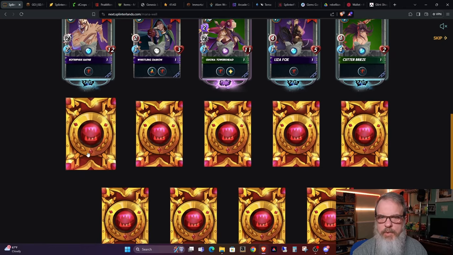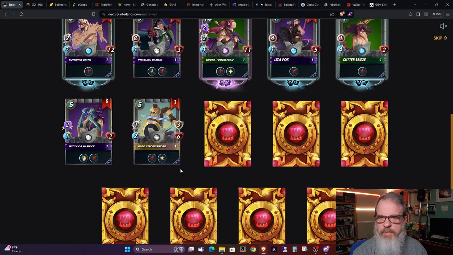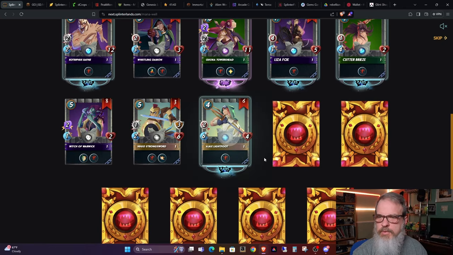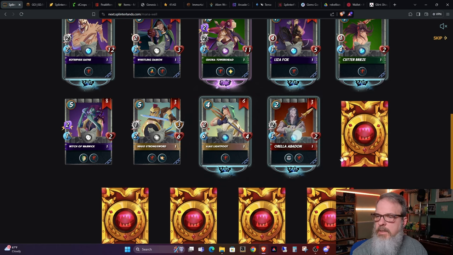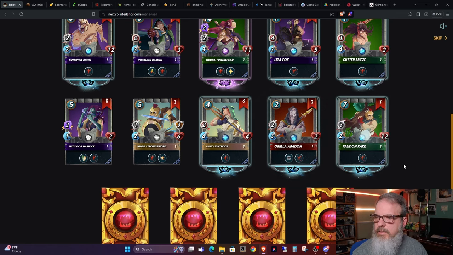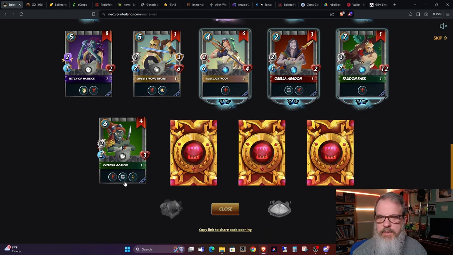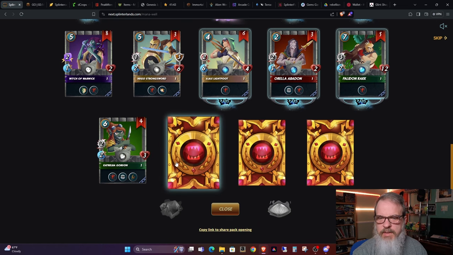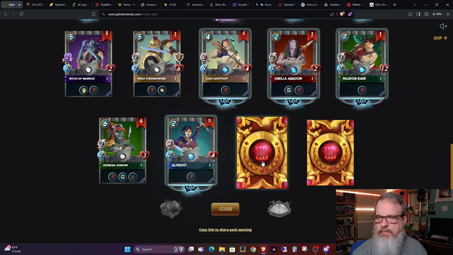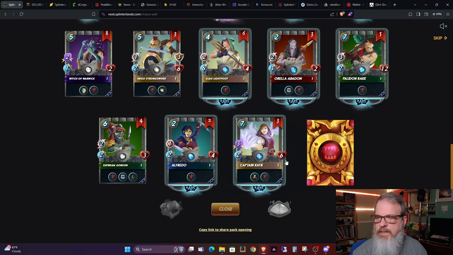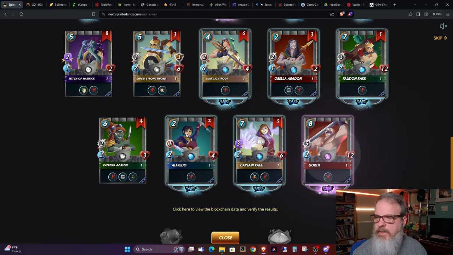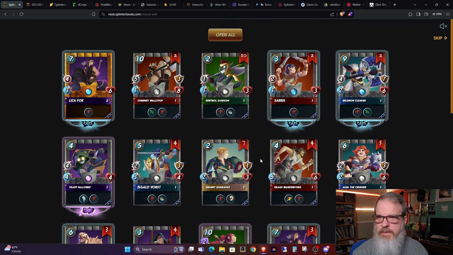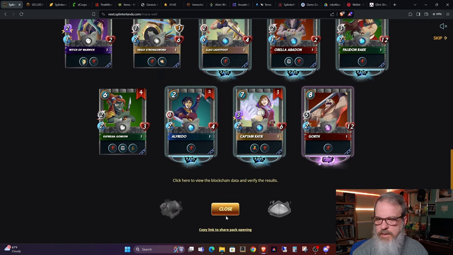Cutter Breeze times 1. 8 Witch of Warwick. 3 Hugo Strongsword. 6 Ajax Lightfoot. I use her quite often. 3 Aurella Abaddon. 5 Paladon Rack. 4 Catrelba Gobson. I think a favorite across the board right there. 2 Alfredo. 3 Captain Katie, another favorite across the board. And 1 Gorth. He looks pretty intimidating, but I very rarely use him. So not bad. Not bad at all. Okay, let's get out of this.